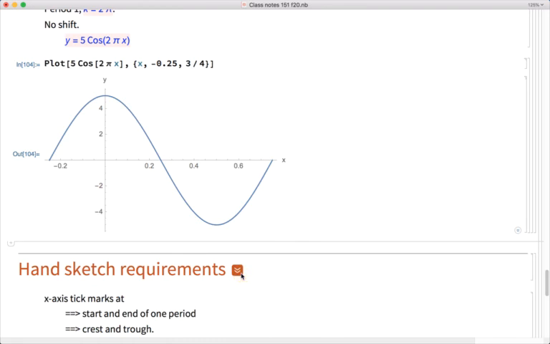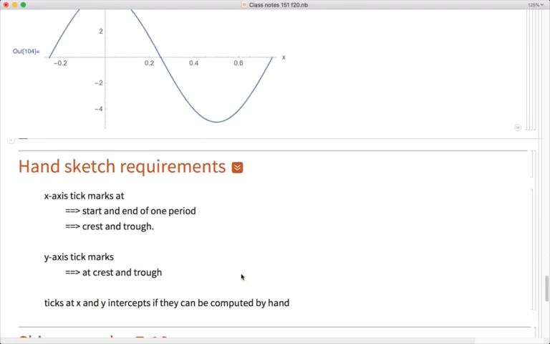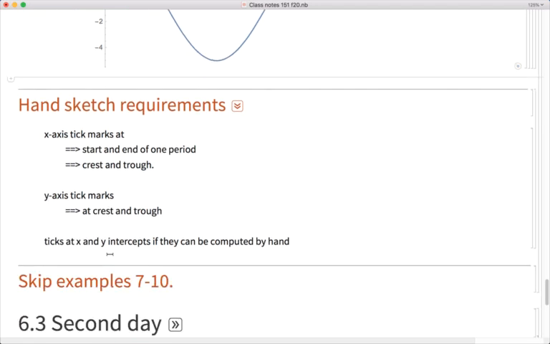So we'll talk more about this in class, and I'll try to give you feedback on team quizzes and maybe some of your homework. But when you do hand sketches, by and large, this is what I'm going to be looking for: tick marks at the start and end of a period, and at the crest and trough, the high point and the low point of the sine or cosine, and then the y ticks at the high and low point.